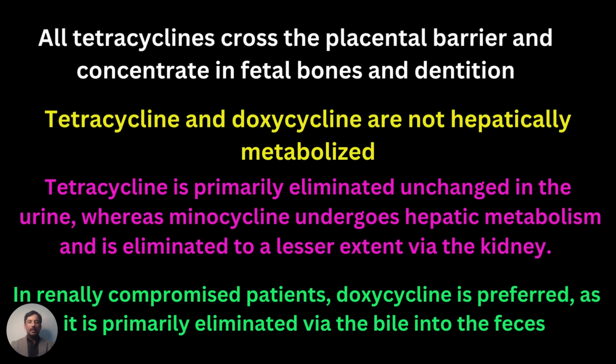Tetracycline and doxycycline are not hepatically metabolized. Tetracycline is primarily eliminated unchanged in the urine, whereas minocycline undergoes hepatic metabolism and is eliminated to a lesser extent via the kidney. So in renally compromised patients, doxycycline is preferred as it is primarily eliminated via the bile into the feces. So this is something about the pharmacokinetics of tetracyclines.